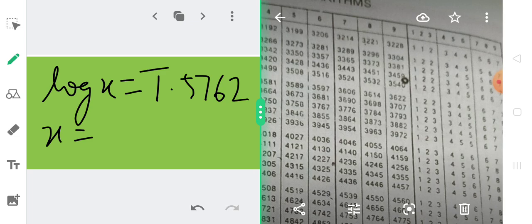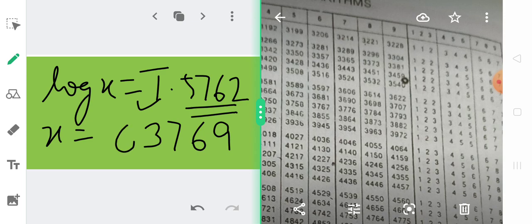So you get antilog as 3769 for this part, but we have to take care of 1 bar also. So since the number is negative, you have to put how many zeros? 1 minus 1 zeros. So you have to put 1 0 and then put a decimal point. So the fifth root of 0.0076 is 0.3769.